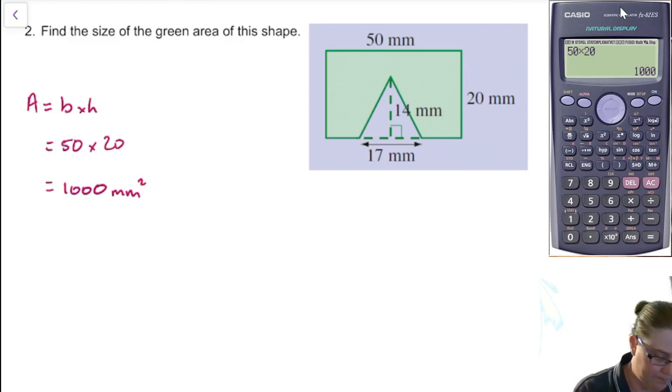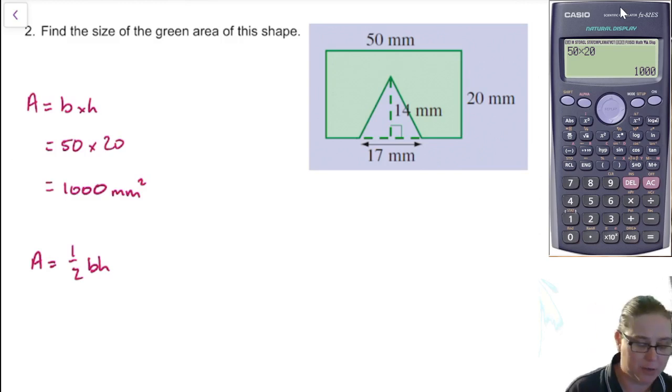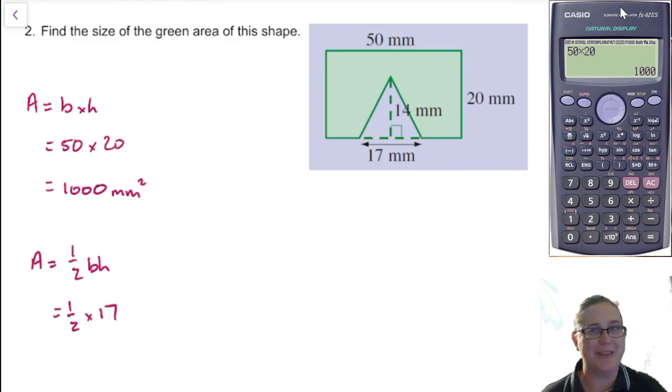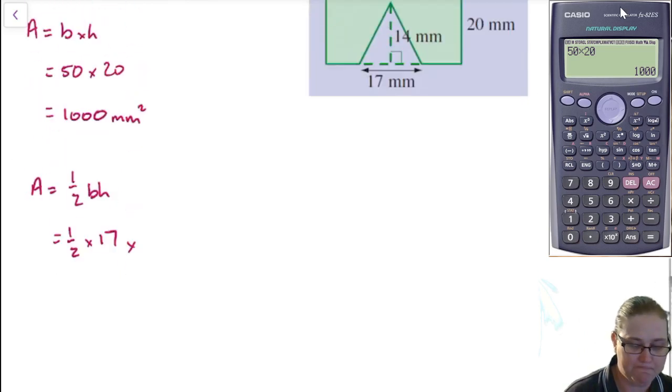Now we want that triangle. So the area of a triangle is a half BH. So now you can see where that link is. A triangle is half of a rectangle. So we've got half of the rectangle area, so that's half BH. So this time we're going to have a half times that base of 17. Probably don't need to put the millimeters in, sorry about that. 17 times that perpendicular height, that height at right angles, straight up and down, of 14.